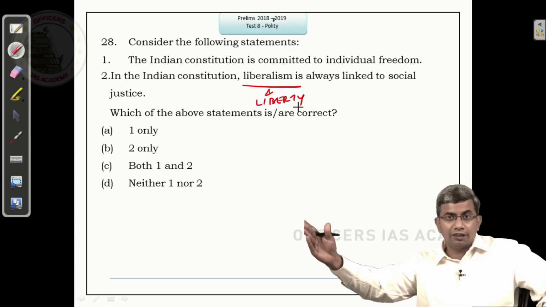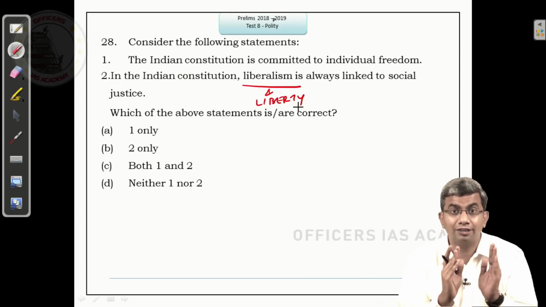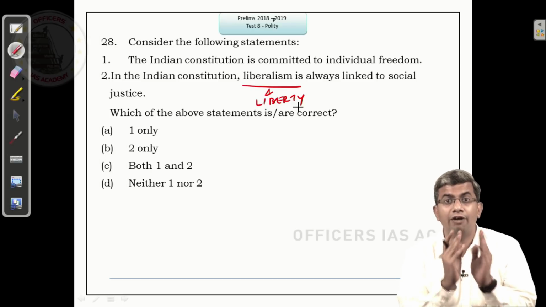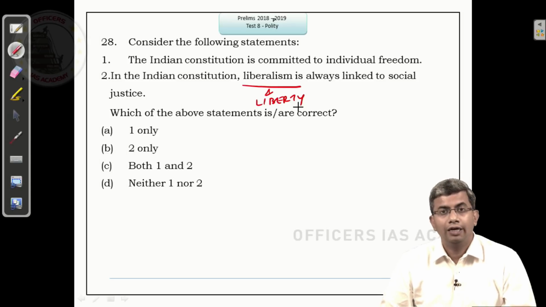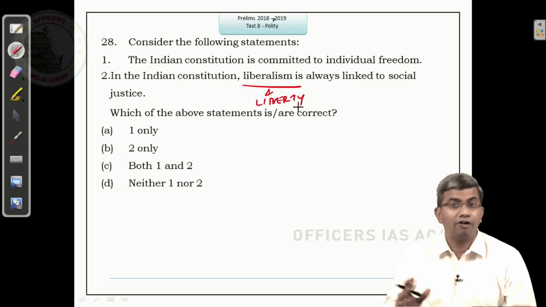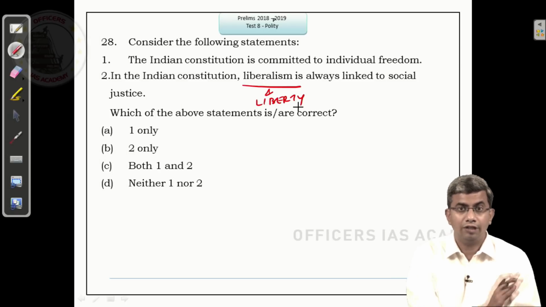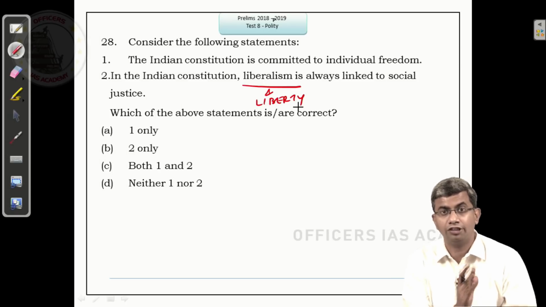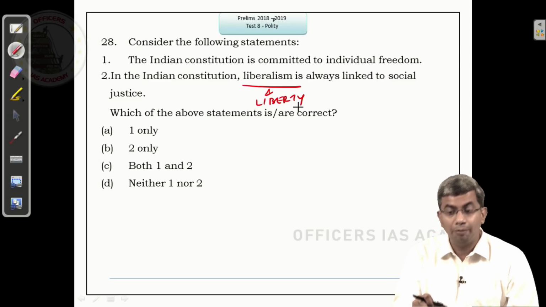There are reasonable restrictions which are placed, but social justice is what? Social justice is affirmative action. Social justice is reservation, which is given in Article 15, Article 16, abolition of untouchability in Article 17, abolition of titles in Article 18, equality before law and equal protection of the laws in Article 14. But there is social justice in 15, 16, 17. So, if this had been liberty is always linked to social justice, it would have been a wrong statement.